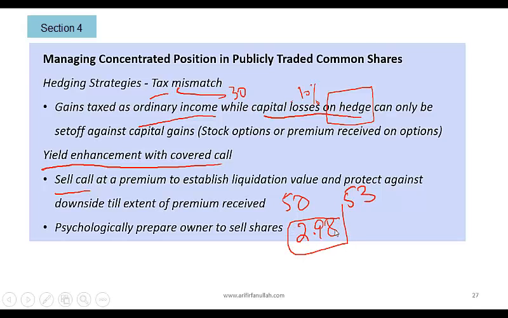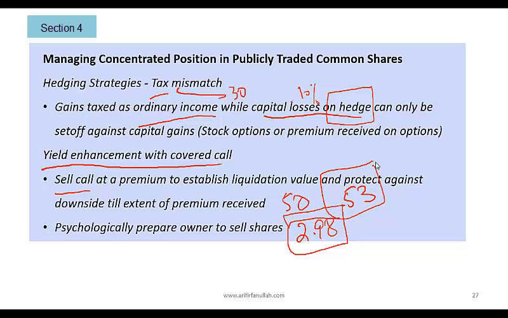This is my premium, right? So technically this is, one could say, an insurance as well, 2.98, because this is the premium that I have received. Okay. So what is the final point? Because he arrived at the sell option and the strike price has been ascertained, the owner has psychologically decided that 53 is his liquidation value. So he has mentally prepared himself to sell.